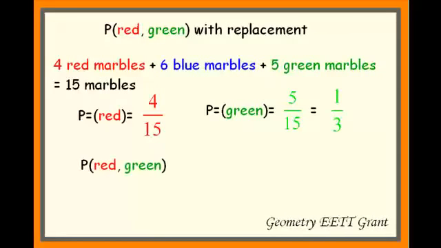So if we're doing the probability of red and green, we get a red one, drop it back in, the next one we get is a green, well, what's the chance of that? These depend on each other. And so on this one, you multiply those 2 probabilities. So 4/15 times 1/3 is, remember, fractions multiply straight across. So 4 times 1 is 4, 15 times 3 is 45. So the probability of red and green is 4 out of 45.